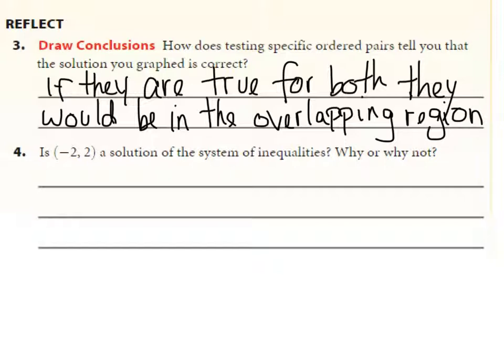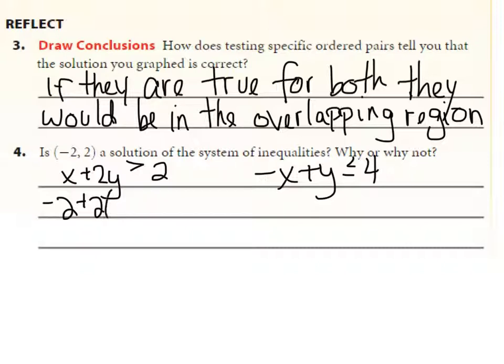And is (-2, 2) a solution of the system of inequalities? Well, the first inequality was x plus 2y is greater than 2. And the other one was -x plus y is less than or equal to 4. Well, when I plug in -2, and then 2 for the y, -2 plus 4, is that greater than 2? It's equal to 2, but we need it to be greater than, so no.